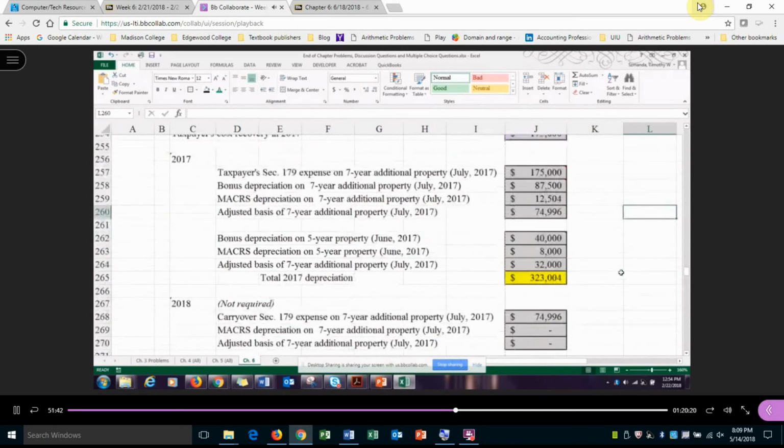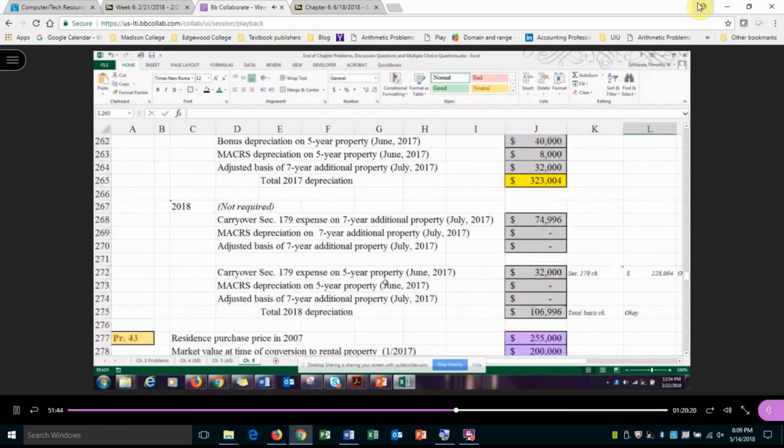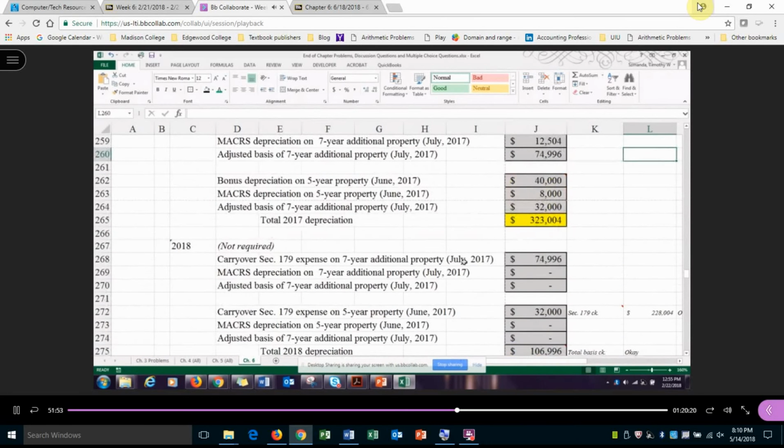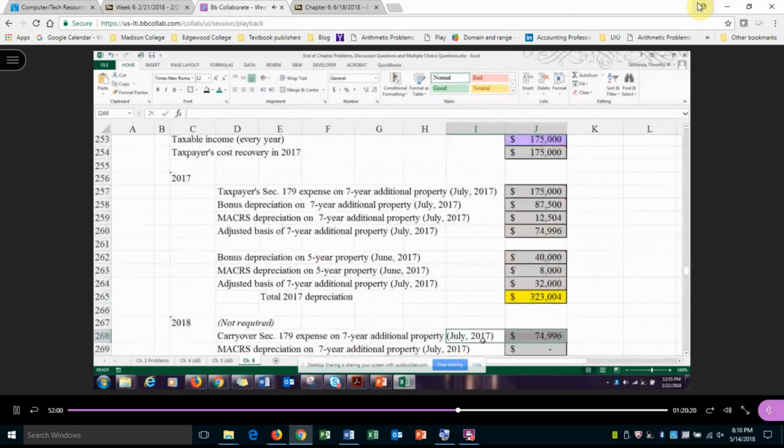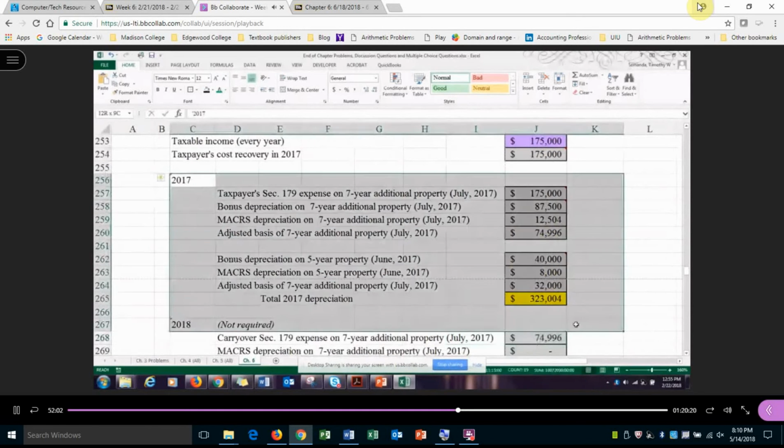All right, so when I did this problem, I also did 2018. We didn't have to do this, but I went ahead and calculated the depreciation. I continued on into next year because we had a carryover basis that was available for additional cost recovery in 2018. This was not part of the problem, though. But the first part relating to 2017 is.